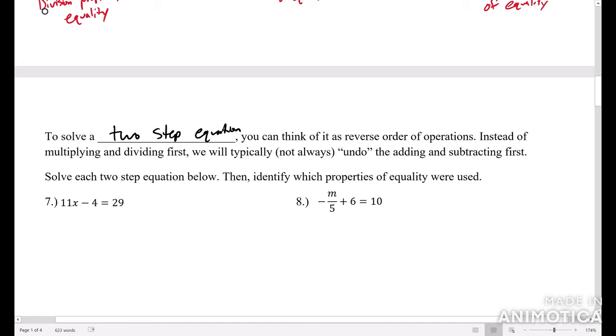We talked about order of operations previously. And typically with order of operations, you'd multiply and divide first. But when you're solving a two-step equation, it's almost always going to be easier to mess around with addition and subtraction first, and then do the multiplication or division afterwards. Okay? So we'll typically, but not always, undo the adding and subtracting first. So again, whatever I do on one side of the equation, I have to do on the other.